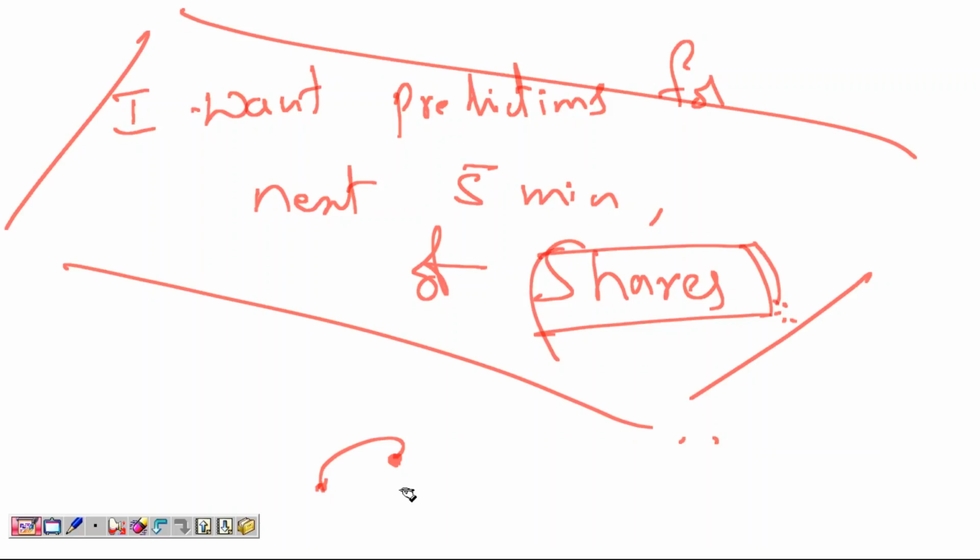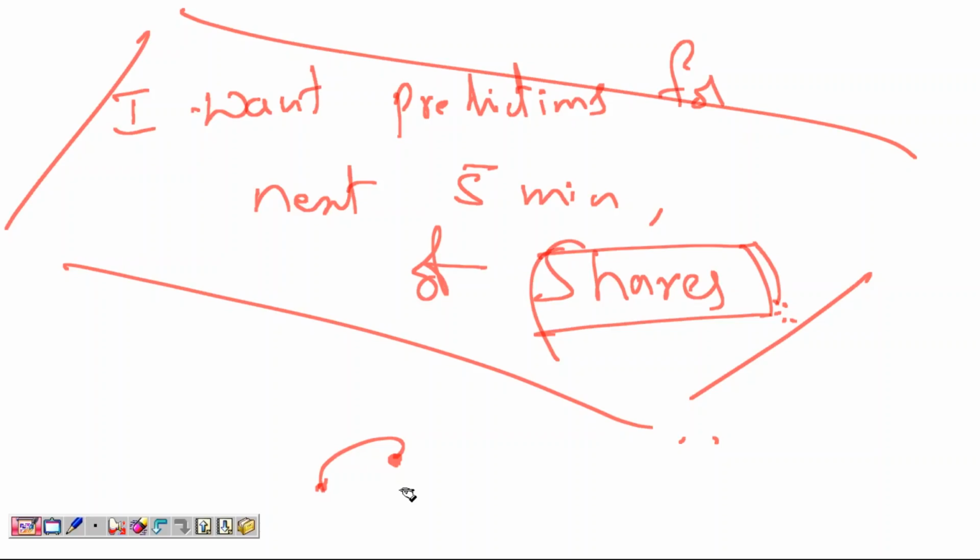Suppose in the next 5 minutes it is going to go down, immediately I will sell out. In the next 5 minutes, if it is going to go up, immediately I will purchase one more share. For every 5 minutes, what is going to happen? Within the future of 5 minutes, I want the prediction. So such kind of tasks come under the micro batching area.